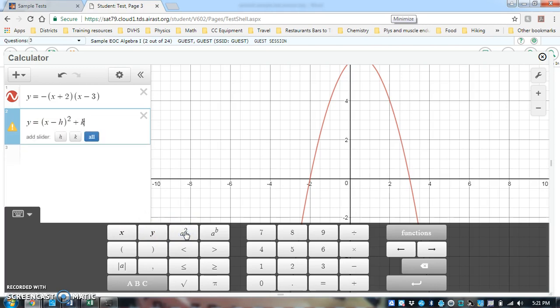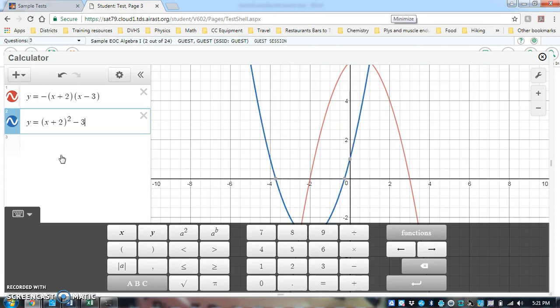In this we don't know what h and k are, but we do, because we're told that our vertex is equal to -2, -3. So let's go ahead and substitute -2 in for h. That means we're going to have plus 2 here and minus 3.